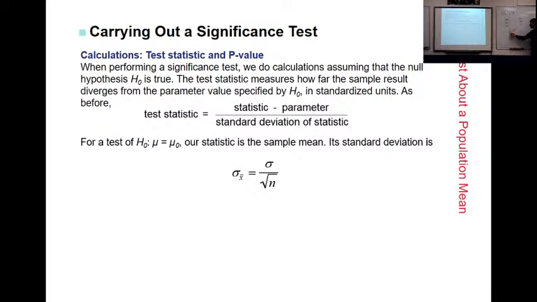So the sample mean minus the population mean over what our standard deviation is, which is going to be standard deviation over square root of n, or sigma over square root of n, depending on what we're given. But this is going to be a t-score. And since we are using t-scores, we need to be thinking about degrees of freedom. So remember, degrees of freedom is our sample size minus 1.